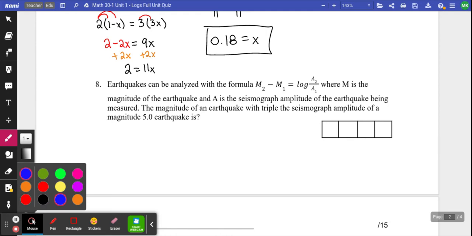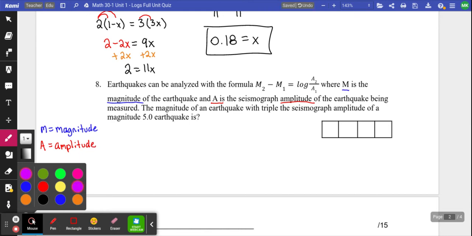So earthquakes can be analyzed with the formula. I see the formula. M is the magnitude of the earthquake. I'm just going to write that down. M equals magnitude. And A is the seismograph amplitude. A is the amplitude, right? Let's just simplify it a little bit here. Of the earthquake being measured.